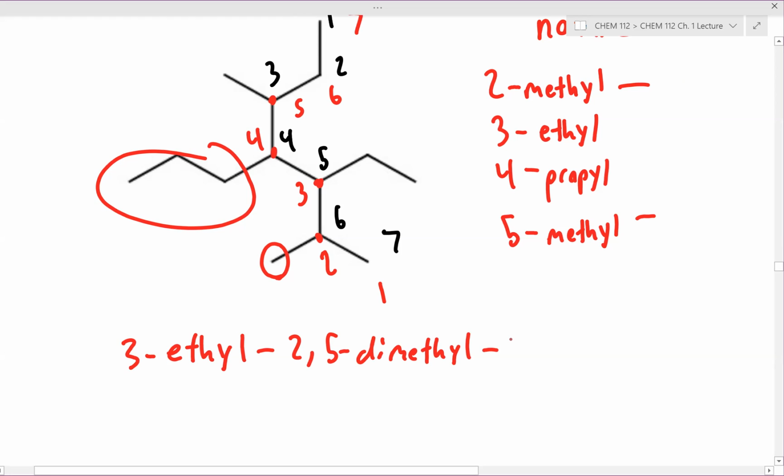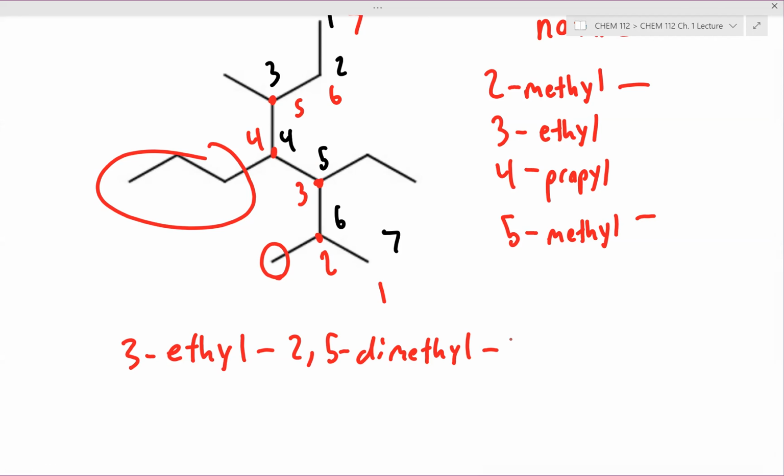Yes. So with that, would we ever write 5, would we write 5 2 if that was the order? No. You always put the smallest number first. Regardless, you always start with the smallest number. With regards to di, tri, tetra, you never write 5 2. You always write 2 5 because you want the smallest number first for a series of substituents.